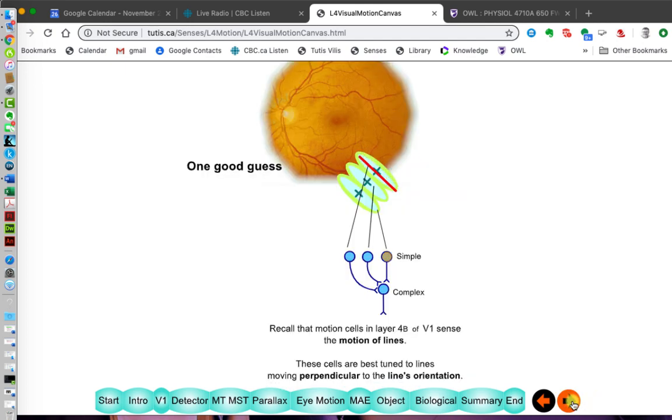Sometimes. We'll see later what those sometimes are. So one good guess is that you have these simple cells, each tuned to a line moving at this angle, and when you combine them all, you get that sense of motion in this direction and at this angle.